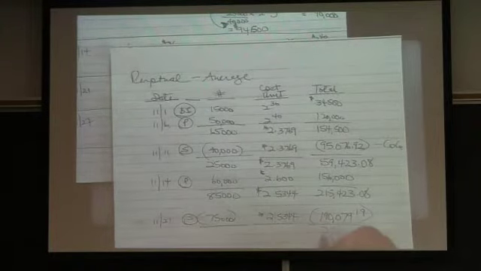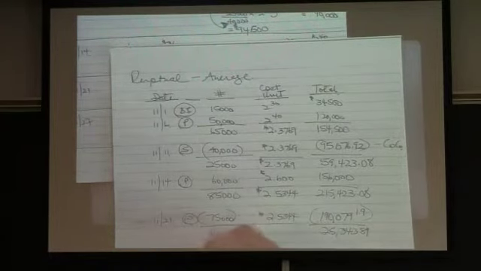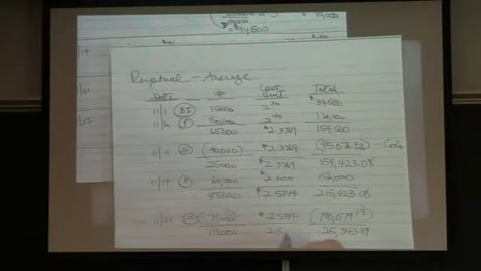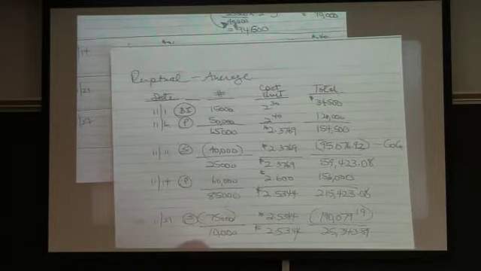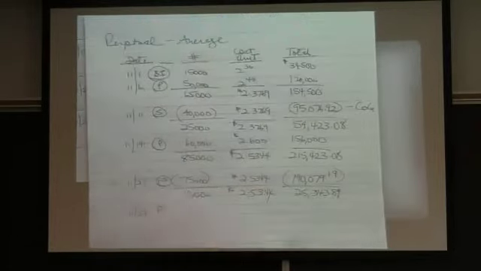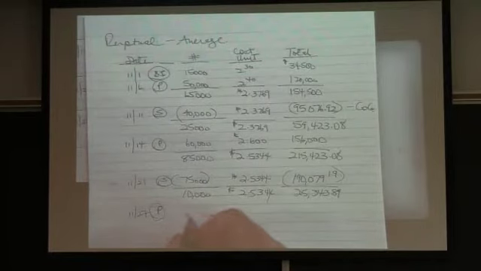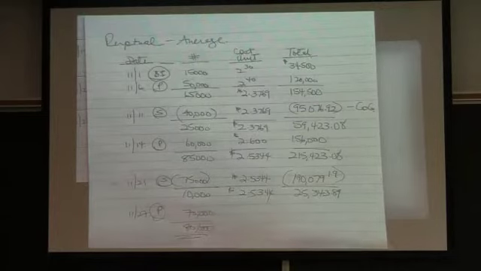So this is $25,343.89, and this is 10,000 units. And again, it should be $2.5344 per unit. And then finally, we had a purchase. The purchase is for 70,000 units. So now we have 80,000 altogether.